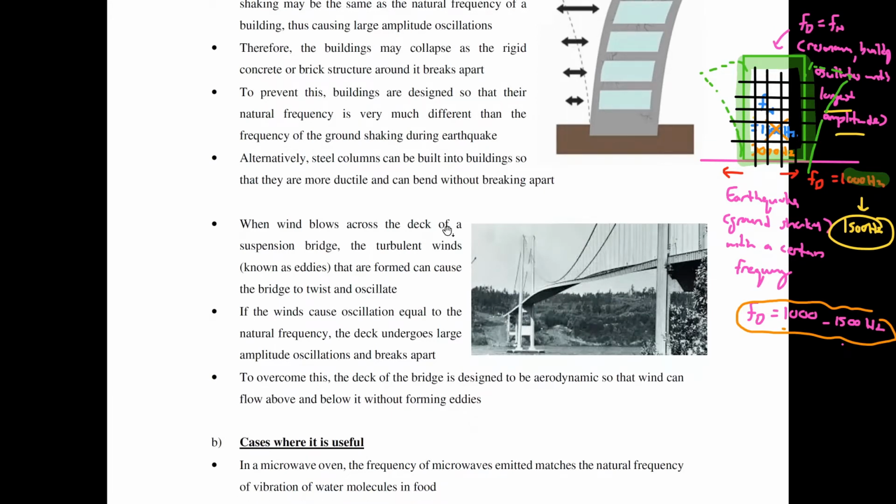So a case in point would be when you're talking about a suspension bridge. The picture over here shows you a suspension bridge. Notice that it seems to be twisting. The bridge is twisting because of the effects of resonance. It's trying to twist or oscillate with maximum amplitude.